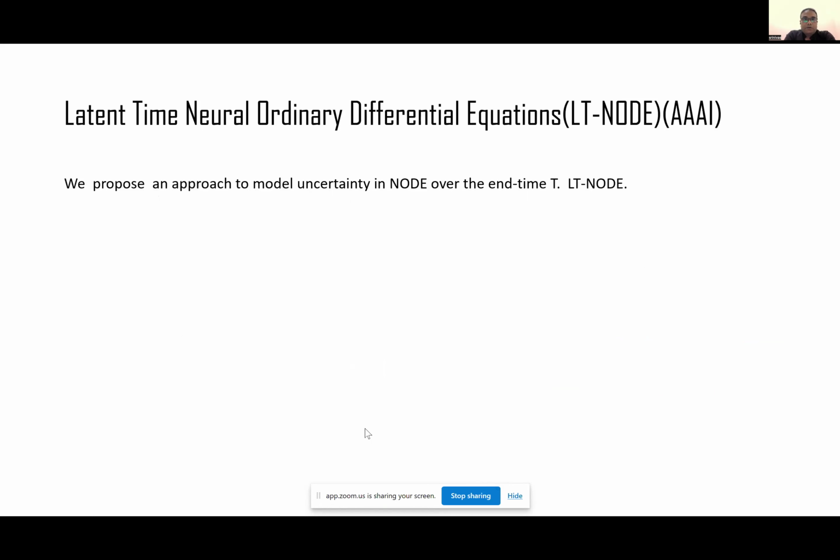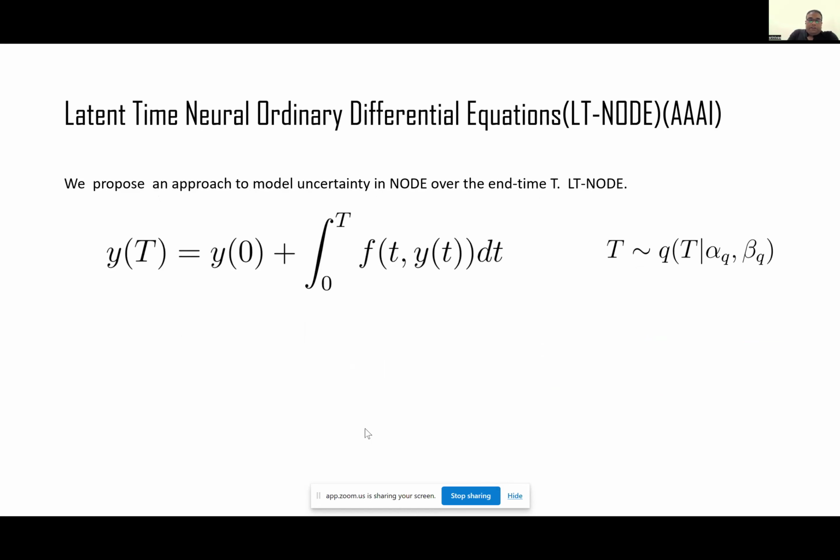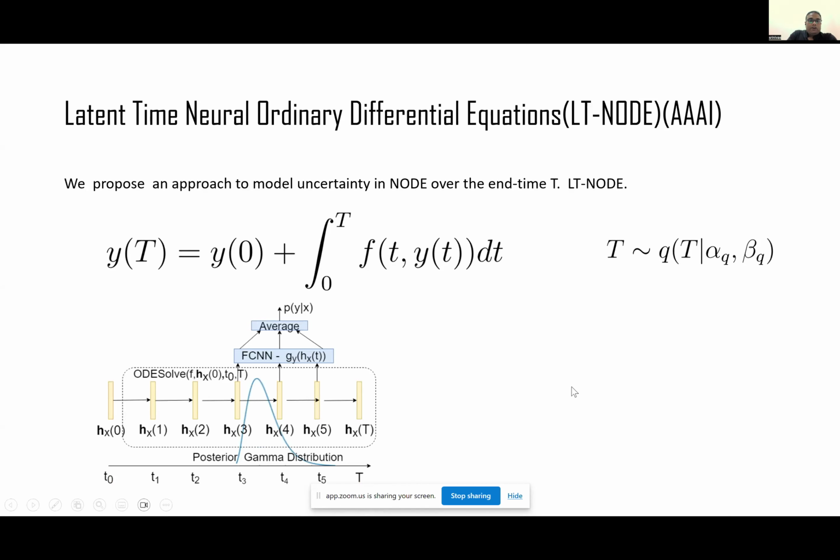And this is one more paper which was accepted at AAAI. If you remember, in neural ODE or other papers, the T is considered as a hyperparameter, the end time. So what we thought was, what if we assume there is a distribution over the latent end time T, considering this as a latent variable, and learn a distribution over the end time T. Let's say this Q is our learned posterior or approximate posterior. So the end goal is something like this.